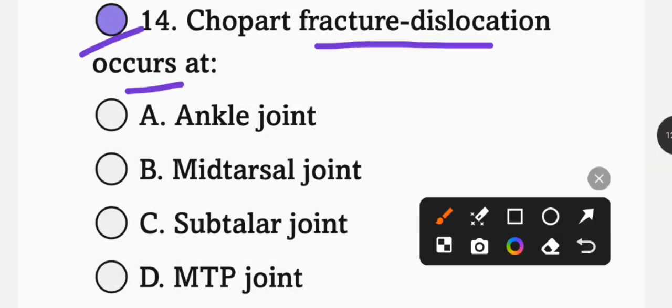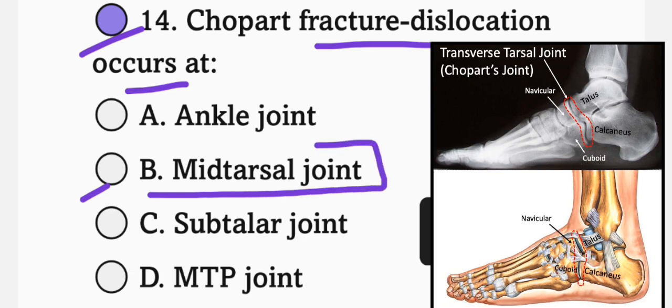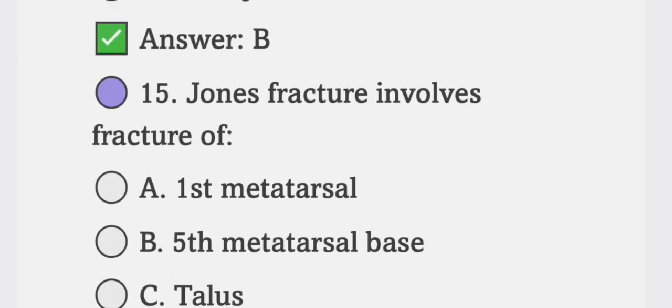Okay. Now come to the 14th question. Chopart fracture dislocation occurs... So Chopart fracture is a very favorite anatomy or ortho combined question. So Chopart fracture actually involves the talonavicular or calcaneocuboid joints, so it is called the midtarsal joint, commonly seen at the talonavicular or calcaneocuboid. So B option given is the correct option, midtarsal joint. Okay, so the injury is at the midfoot. B option given is the correct option.